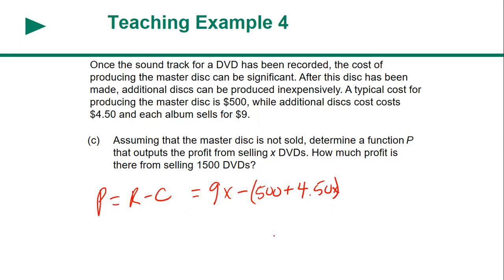Now that I know what my formula is, instead of having to do it in parts every time I want to find my profit, I can just use a simplified formula. So my simplified formula would be 9x minus 4.50x, which is 4.50x, minus 500.